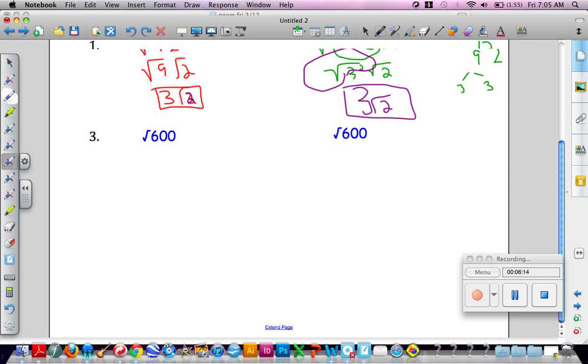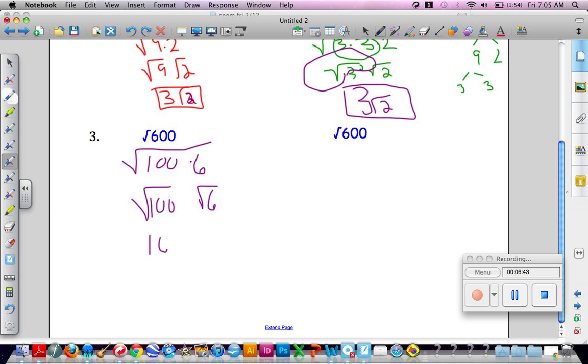Our last problem is root 600. All right, right now you're going, oh boy, I don't know, 600. Well, 100 is 10 times 10. So I've got 100 times 6. Break it apart. Square root of 100, square root of 6. Square root of 100 is 10, so 10 root 6. Now always think about, can I do anything more with that radical? Can I simplify that root 6? That's 2 times 3. Not going to be able to. Final answer.